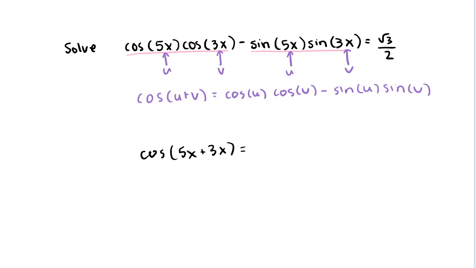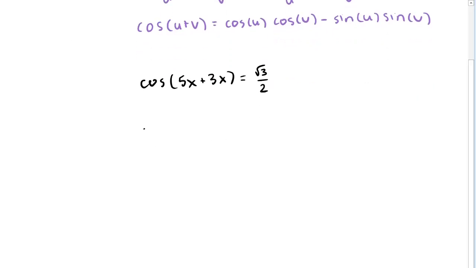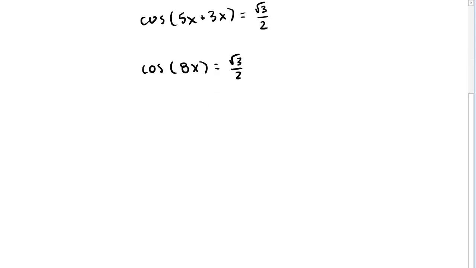Right, so that's the left-hand side, and we still have this right side of the square root of 3 over 2. And so this can be re-expressed as cosine of 8x is equal to the square root of 3 over 2. And now we can solve this using our techniques from before. Here I can replace my 8x. I can just rename it u. And so we can solve this equation.